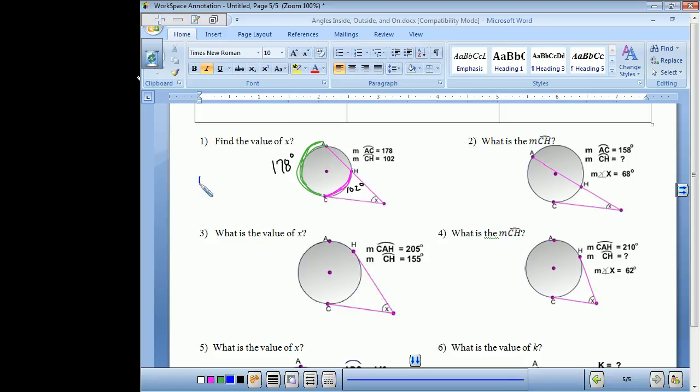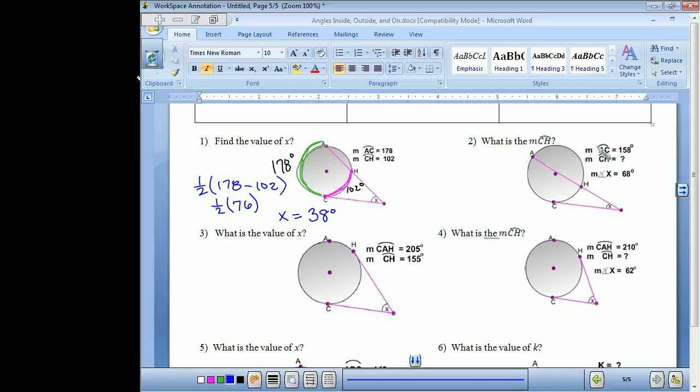So in this case, it would be 1/2 of 178 minus 102. And so that is half of 76, which is how many degrees? 38. Would it be that easy every time? Sometimes they might give you the degree measure here and ask you for this, but the process is the same every time. That would just have you solving it a little differently.